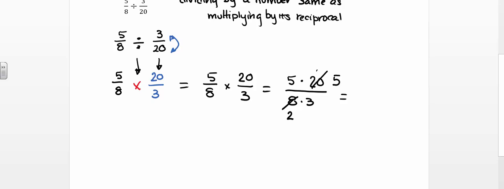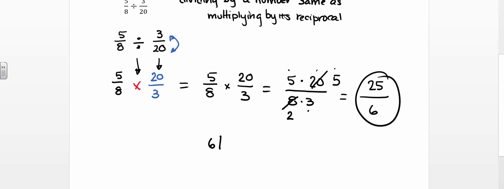So now I can multiply straight across. I have 5 times 5 gives me 25, and 2 times 3 gives me 6. So my answer is 25/6. And if I wanted to, I could write that as a mixed number too. Right? 6 goes into 25 4 times. 4 times 6 gives me 24, with 1 left over. So it's the same as 4 and 1/6.